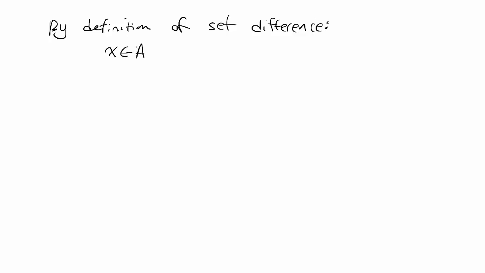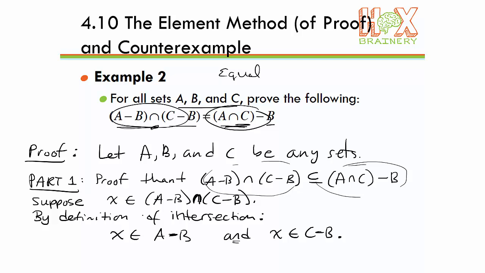Okay, so I'm going to write by definition of set difference, X is an element of A, and X is not an element of B. Okay, that's for the first one. That's just this part here. We still have our word and, so I'm going to copy that down, and then we're going to use the definition for set difference for this other part.